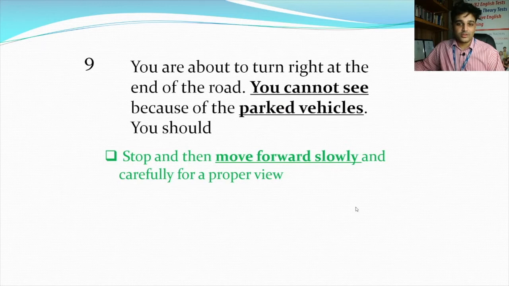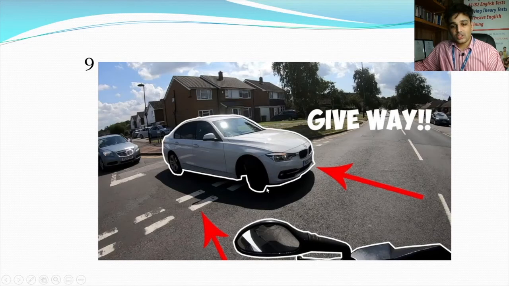So what does that look like in real life? Imagine this car is moving slowly forward to get a proper view, and then you've got to give way for them. You see this, the line here, the motorcycles here. It's a little dangerous if you don't do it slowly.